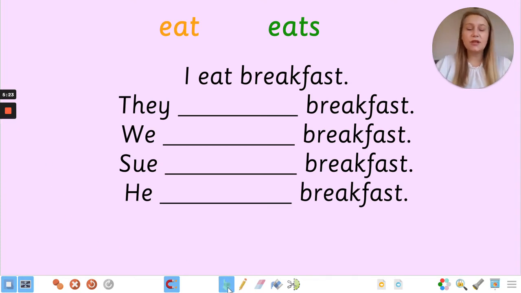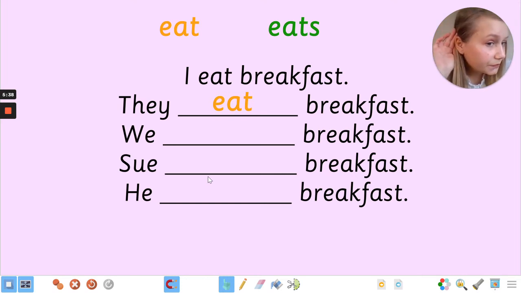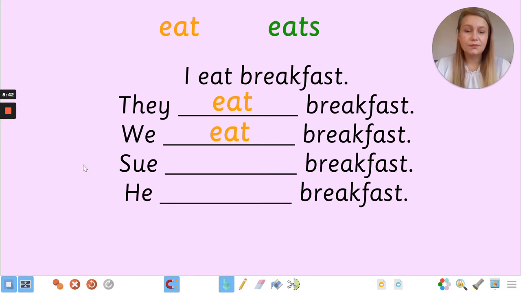Okay, so let's have a look through and you can check whether you have chosen the correct form. They, should it be eat or eats? They eat. Well done. They eat breakfast. We eat. Well done. We eat breakfast.